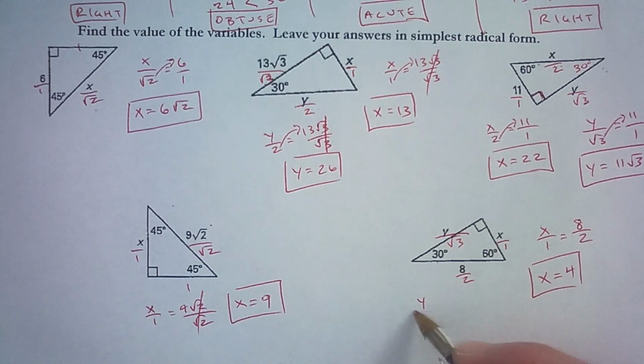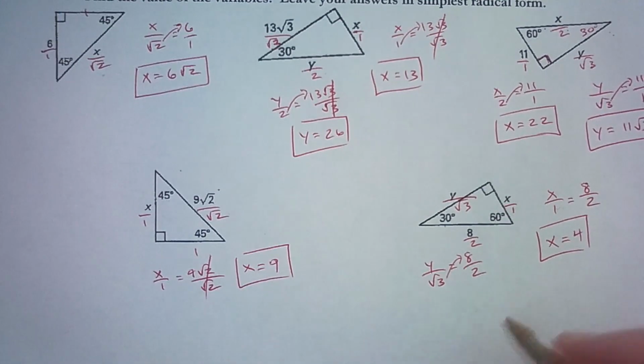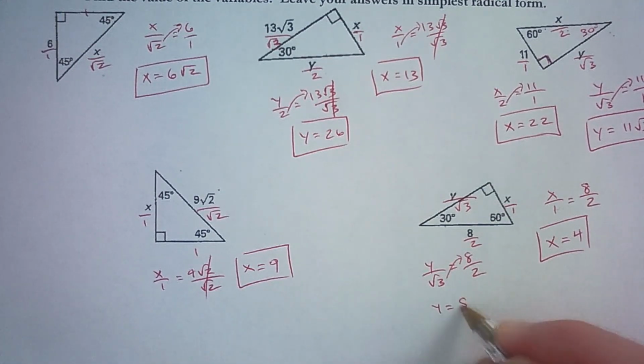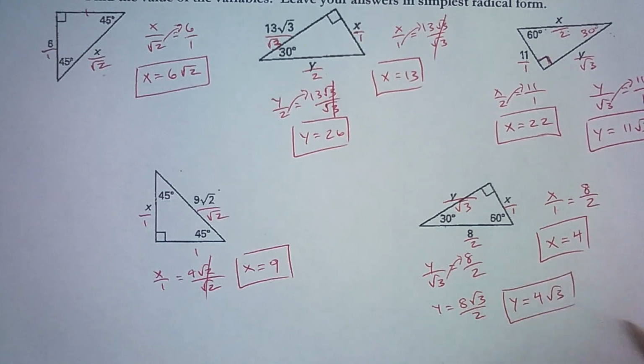And then we have y is to root 3 as 8 is to 2. So we multiply across that root 3 and we get y is 8 root 3 over 2. And 8 over 2 simplifies to 4. So y is 4 root 3.